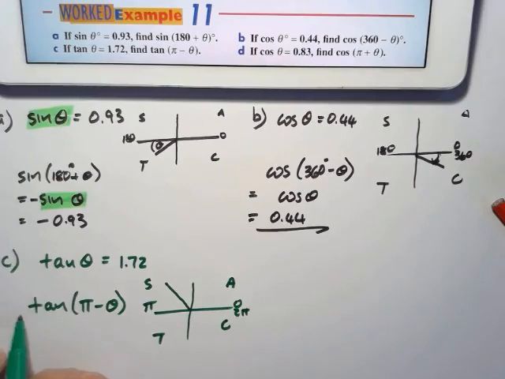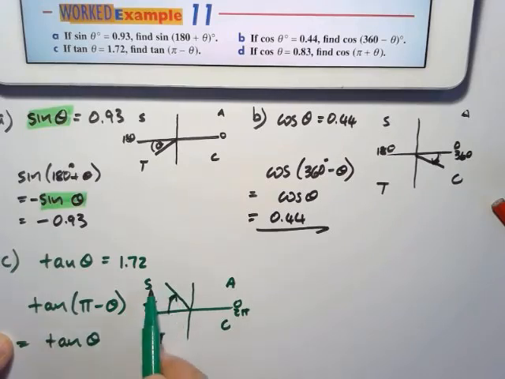So the tan of pi minus theta is the same as the tan of theta. So I need a sign. In my second quadrant, tan is negative. Only sine is positive, so it will be negative. I know what the tan of theta is. It's 1.72, so it's negative 1.72.